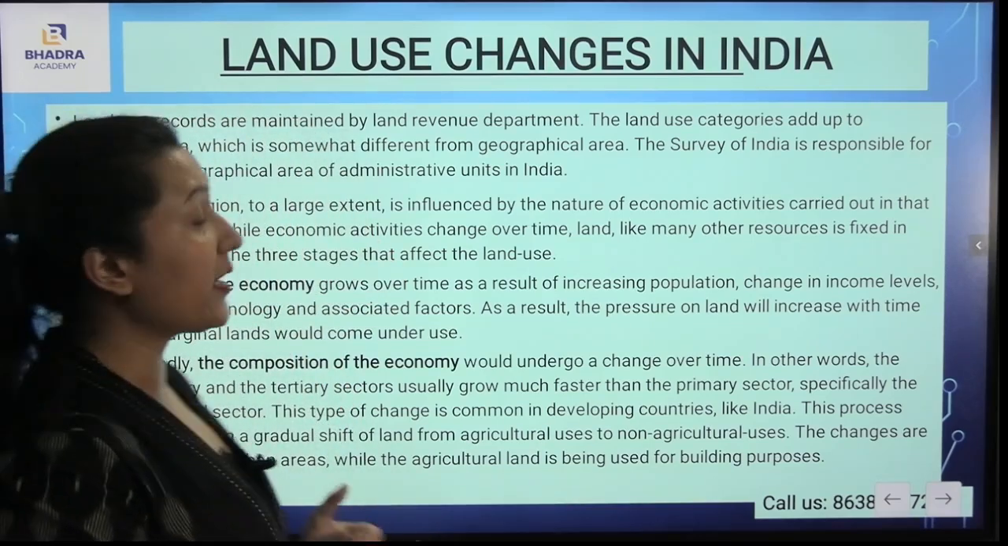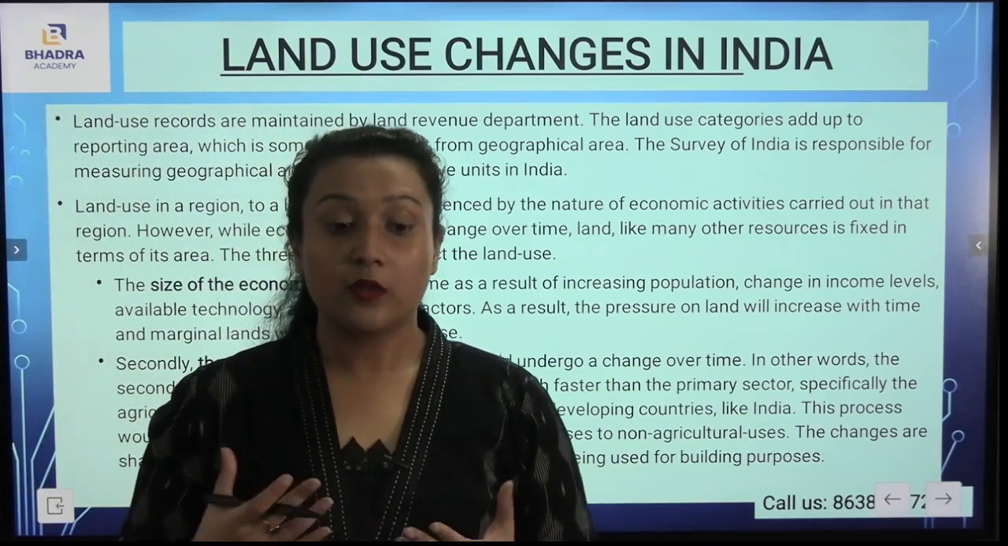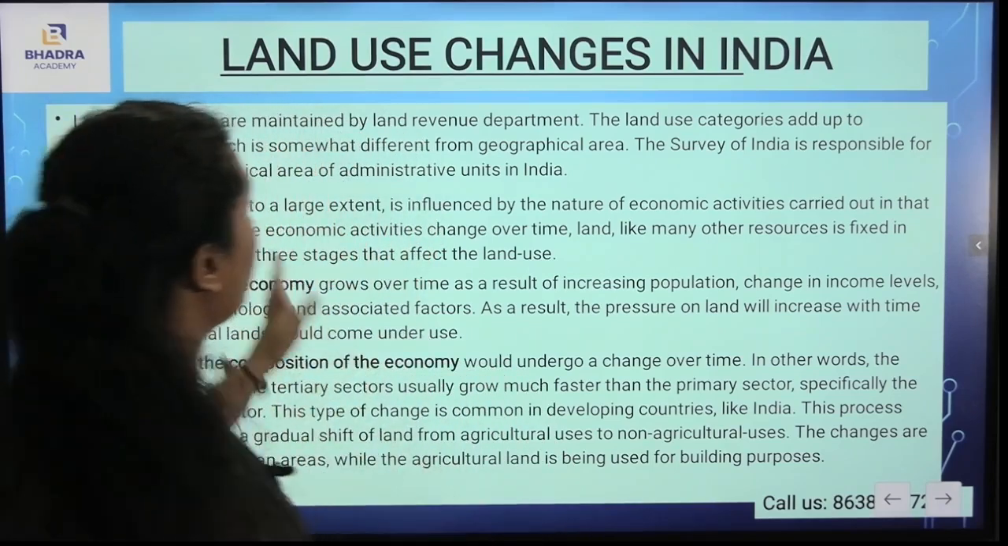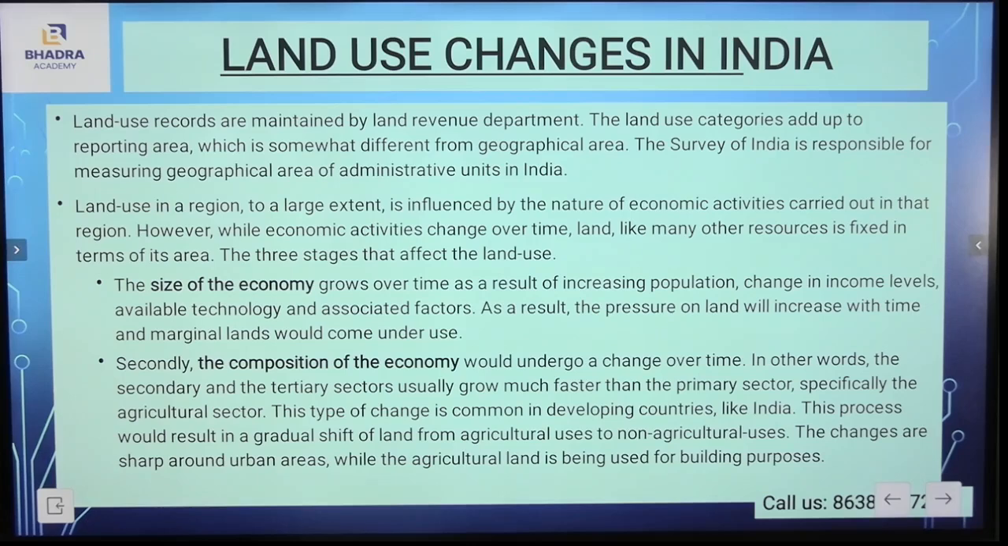Today we will be understanding about land use changes in India. So in India, how is land being used? First of all, land use records are maintained by the Land Revenue Department. The land use categories add up to the reporting area, which is somewhat different from the geographical area. The Survey of India is responsible for measuring the geographical area of the administrative units in India.